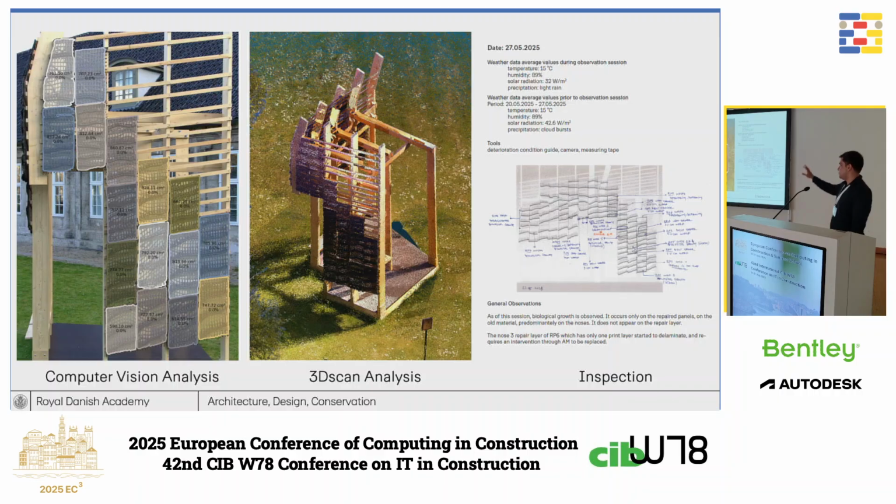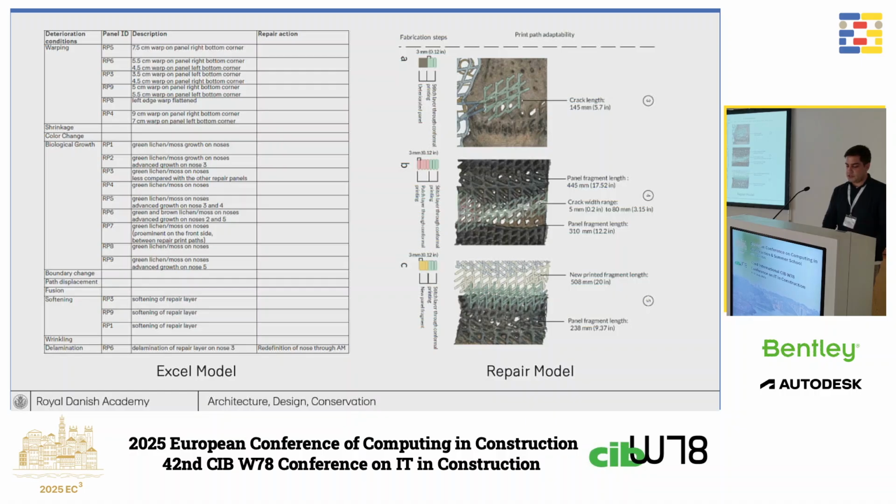as well as the computer vision analysis, 3D scan analysis, and the inspection, which was done by humans, just someone going out there and taking notes on what they could see, because the 3D scan and camera cannot see all the details, but there are some small details that require human inspection. And creating Excel sheets and repair models.